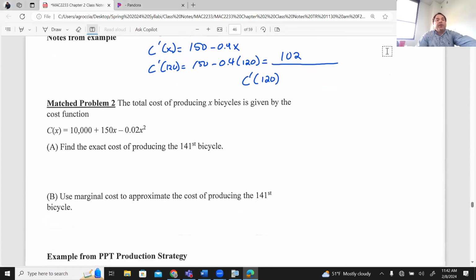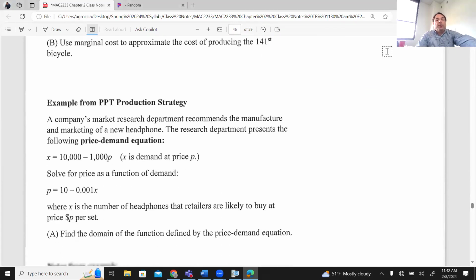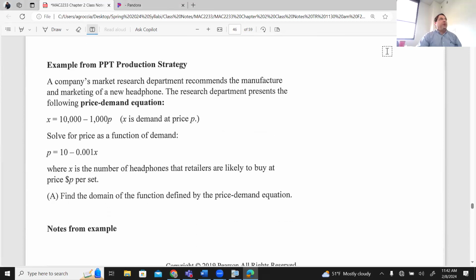So we're just going to keep going and do some more word problems, and we're going to do this one. A company's market research department recommends the manufacture and marketing of a new headphone. The research department presents the following price demand equation. Here they give it in terms of X. Remember, always know your input and output.